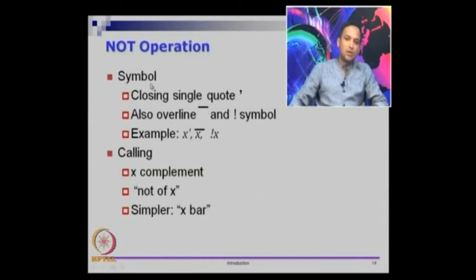Finally, we also need some symbol for the not operation. We can't keep drawing things every time, sometimes we have to write it as text. So we use either a closing quote or an overline or what is called a bang. Examples are like these. This is x followed by a closing quote, x with a line above it, or this bang x. We will call that either x complement, not of x, or usually x bar. So x bar means whatever x takes, it is the complement of that value. So complement of 0 is 1 and complement of 1 is 0.